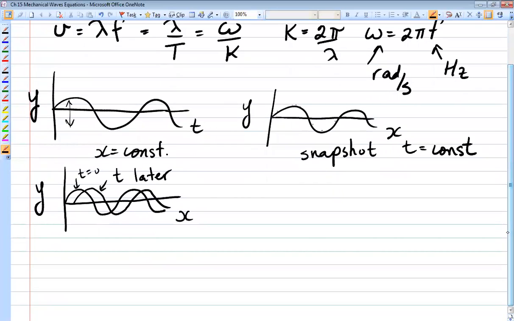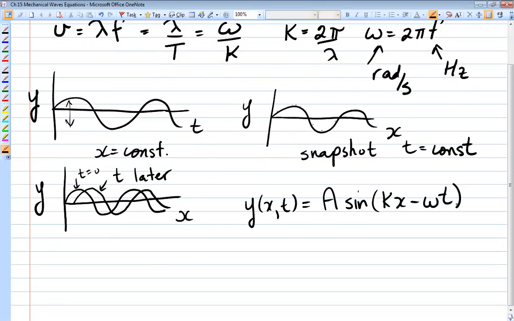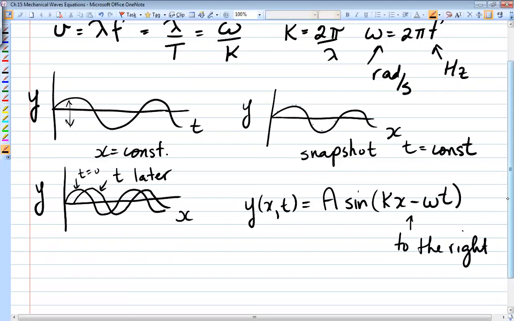Okay, now somehow we have to quantify this with an equation. The equation that I like the best is y of x and t equals A sine of kappa x minus omega t. It is a sinusoidal function. It depends on the wave number and the frequency, so it depends on the wavelength and the frequency. The negative means that it's traveling to the right. If it was a positive sign, it'd be to the left.